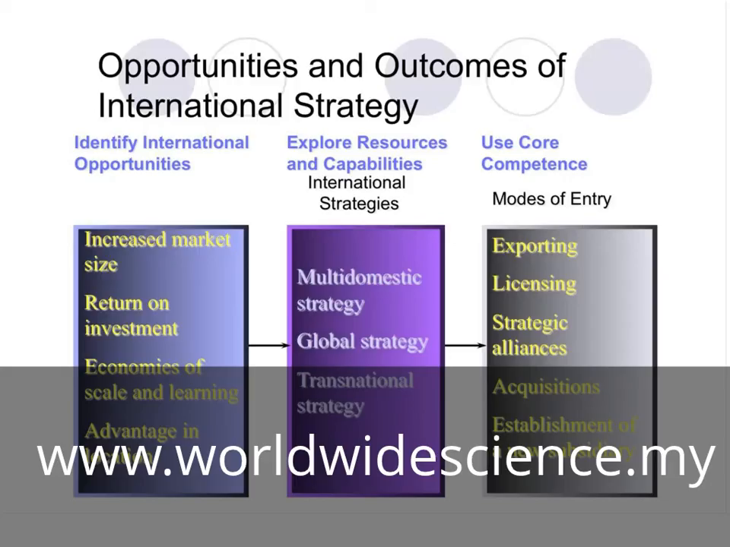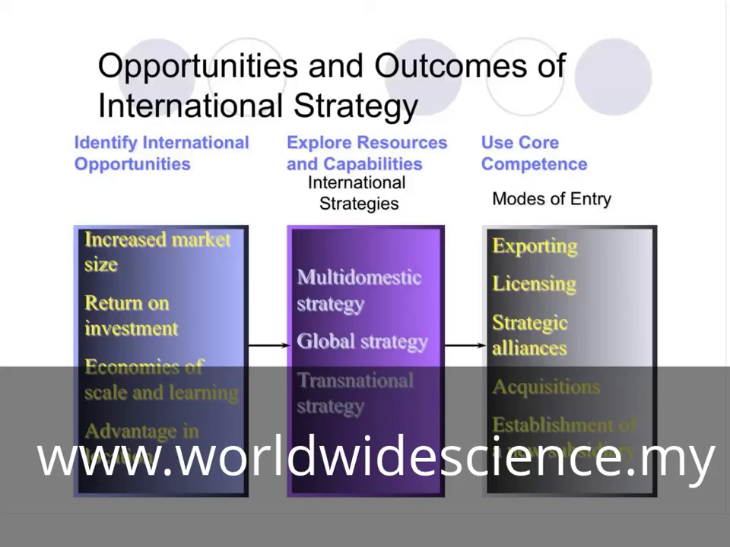So let's say you export the product. It is one of the simplest and easiest ways of expanding globally. You just export the product from the source country, from where your company is based, to the destination. So let's say when you're going to Germany, you just export the product from here to Germany. But that does not necessarily work all the time because it might be expensive. The shipment and logistics might be very expensive. So sometimes companies use other types of strategies such as licensing.